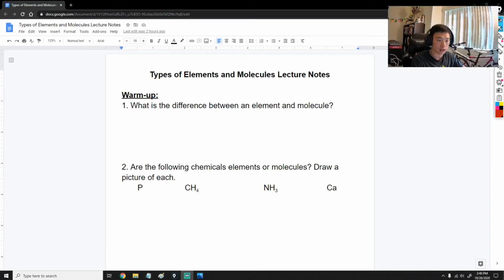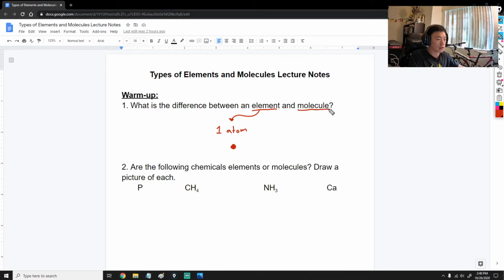Alrighty guys, so today's lecture is about the different types of elements and molecules. Before we start with that, let's review the differences between the two. An element, we talked about this last time, is basically just one atom. It's a single particle. If I drew a picture of an atom, you would just have one dot. It's just one Lego block.